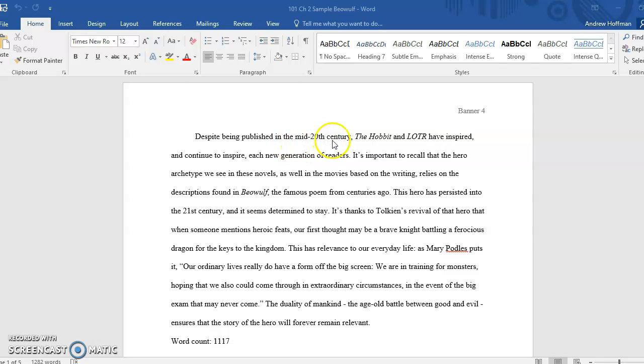Despite being published in the mid-20th century, The Hobbit and Lord of the Rings have inspired and continue to inspire new generations of readers. Okay. It's important to recall the hero archetype that we see in these novels, as well as the movies based on the writing, relies on the descriptions found in Beowulf, the famous poem from centuries ago. This hero has persisted into the 21st century, and it seems determined to stay. It's thanks to Tolkien's revival of that hero that when someone mentions heroic feats, our first thought may be a brave knight battling a ferocious dragon for the keys to the kingdom. It has relevance to our everyday life.